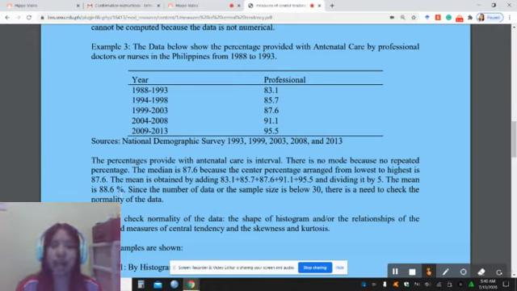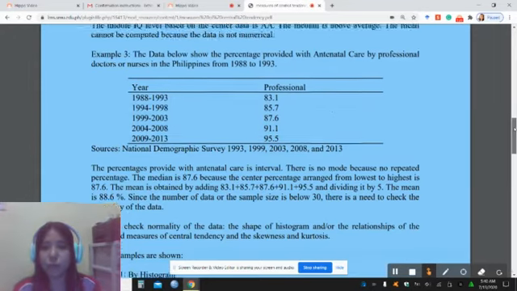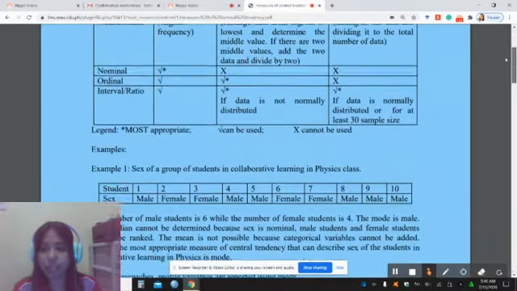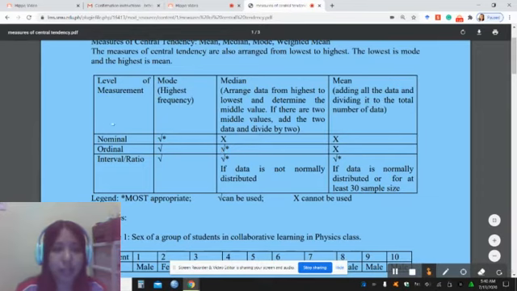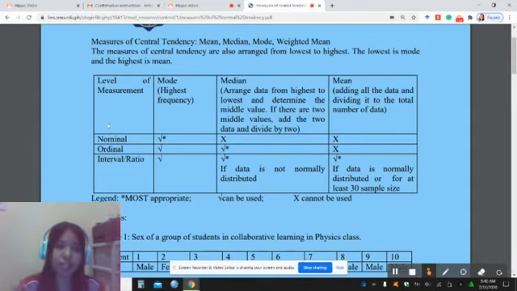So this means that the mean in this data is 88.6%. So let's go back to our checklist. We have here our table that shows that if the data is nominal, so the example provided to you is 6, it means that you can get the mode, the highest frequency, and you cannot get the median because nominal data has no rank, and also it's not numerical, so you cannot compute for the mean.